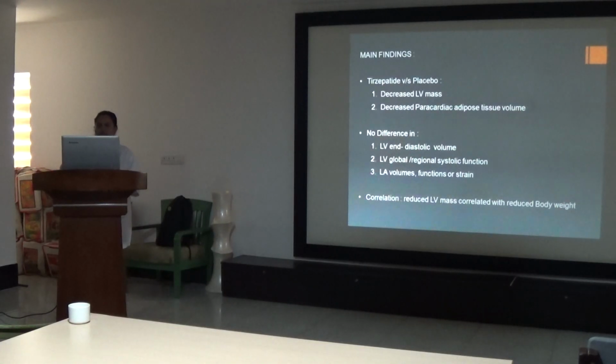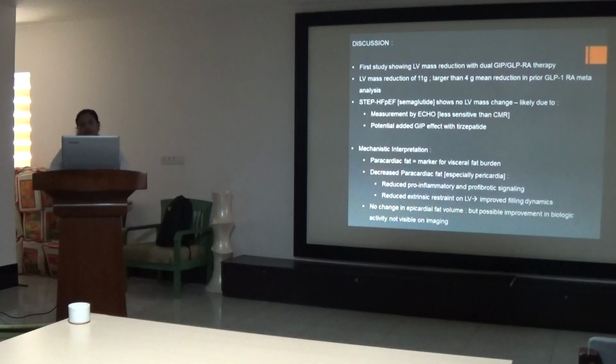So the major findings were decreased LV mass and decreased pericardiac adipose tissue volume. There was no difference in LV diastolic volume, LV global or regional strain, or LA volumes, function or strain. Reduced LV mass was correlated with reduced body weight. This was the first study showing LV mass reduction with dual GIP/GLP-1 RA therapy. The LV mass reduction of 11 grams compares with the STEP trial, where it was only a 4 gram reduction.